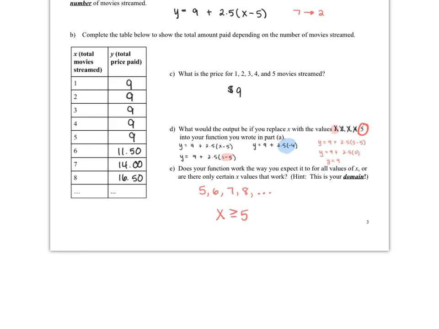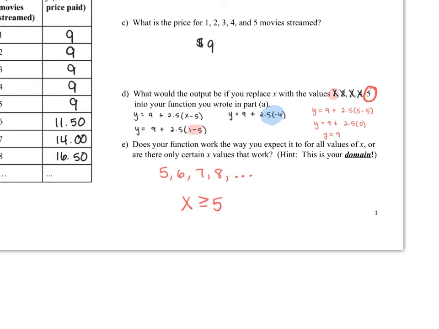Now, I didn't put range here, but we might as well talk about it. So range is going to be all the amounts of money that I expect to pay. What do you notice in your chart? The amount of money that you pay is going to be 9, and then it's going to begin to go up. And so, again, I could write this as a list, since there seems to be a pretty clear-cut pattern. Or I guess I could write it using a similar inequality, saying y has to be greater than or equal to 9. Domain always goes with your x value, range always goes with your y value.